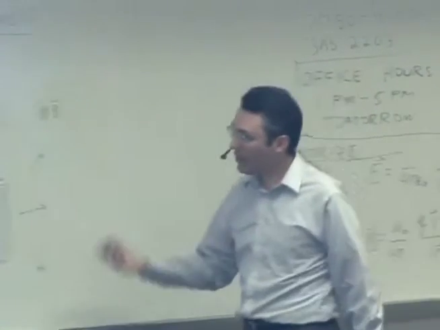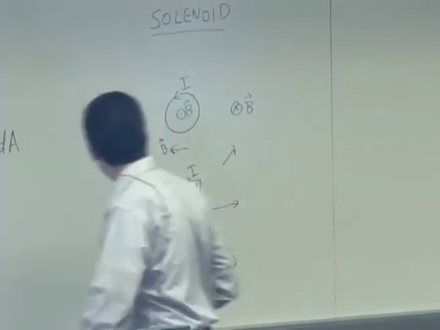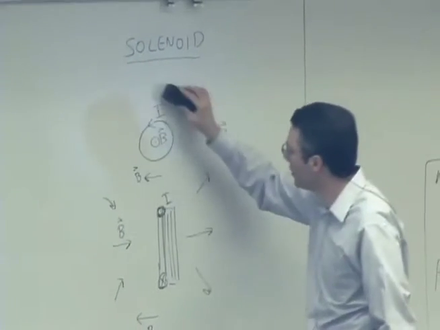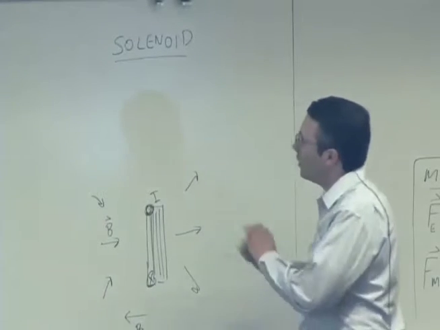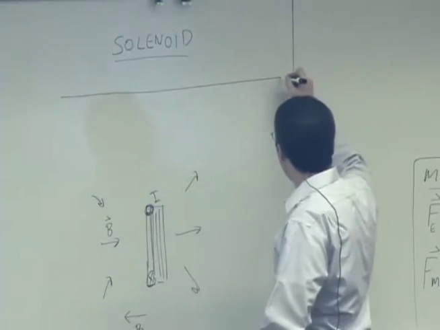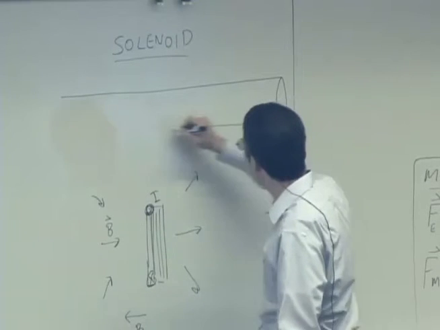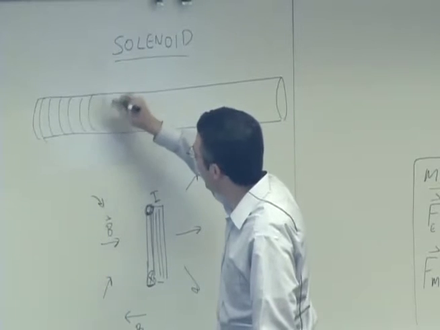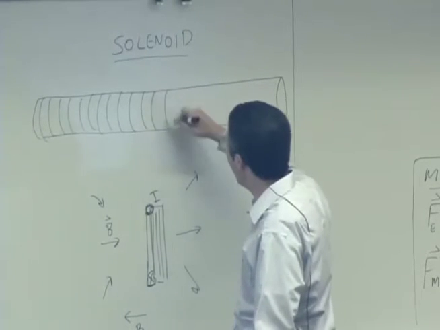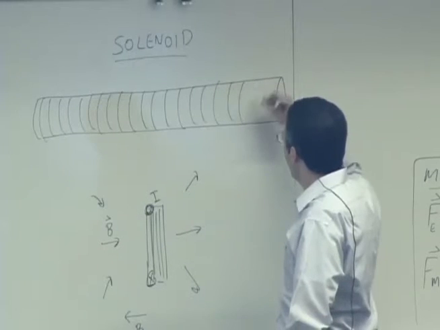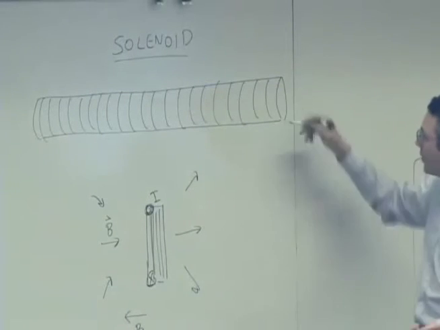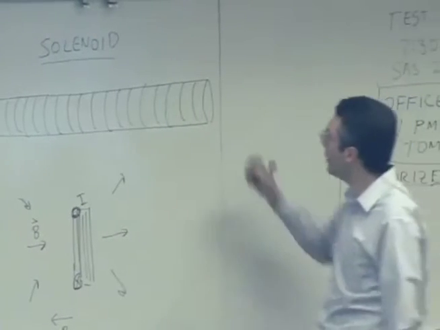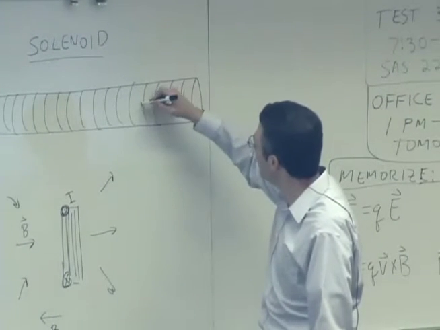Well, a solenoid behaves a little bit differently. A solenoid is a coil, but it's a very long coil. A solenoid is a coil of wire that is much longer than it is wide, at least for how we're defining it. And so, kind of like a long tube like this. If you imagine wrapping a wire around a very long tube, you find something like this.